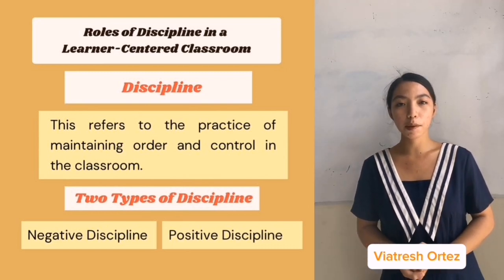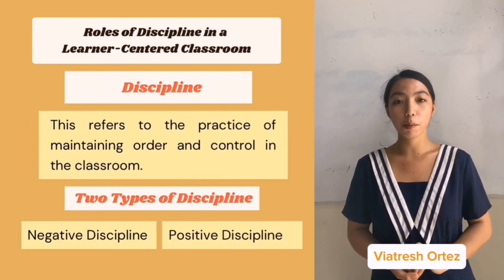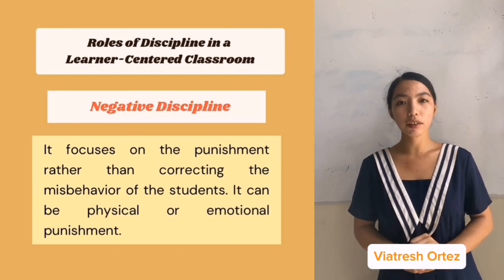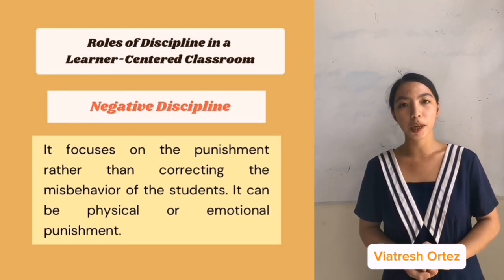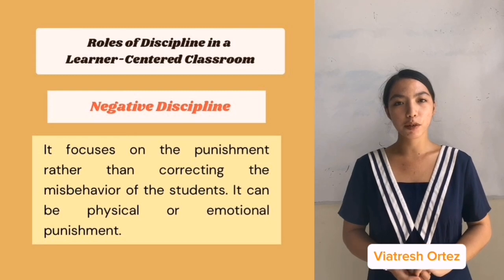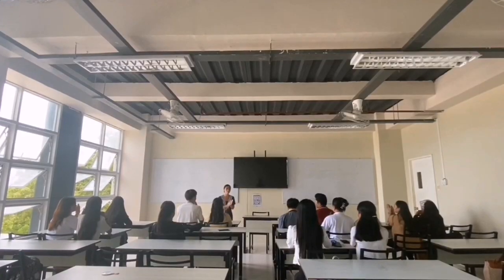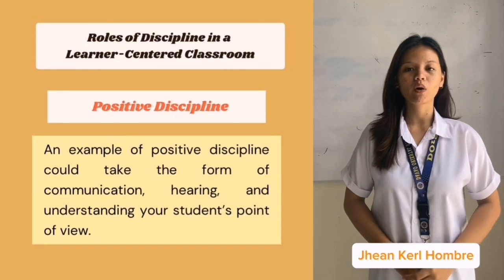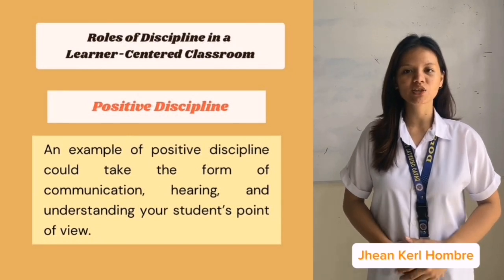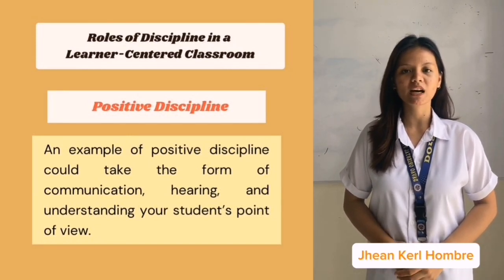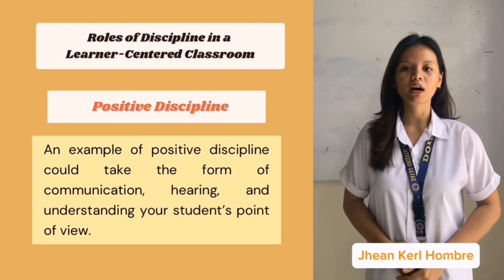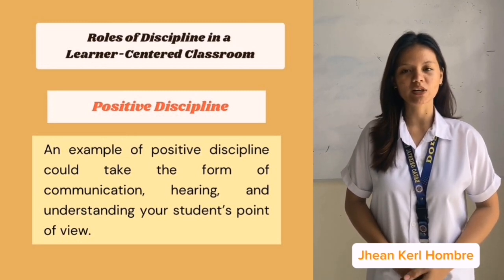So there are two types of discipline in the classroom. We have the positive and negative. A negative discipline focuses on the punishment rather than correcting the misbehavior of the student. It can be physical or emotional punishment. As we grow up, aside from our parents, teachers become focal in disciplining us in school in order for us to have good values within ourselves.